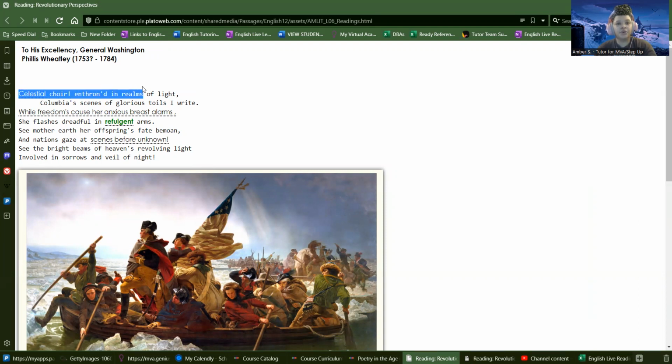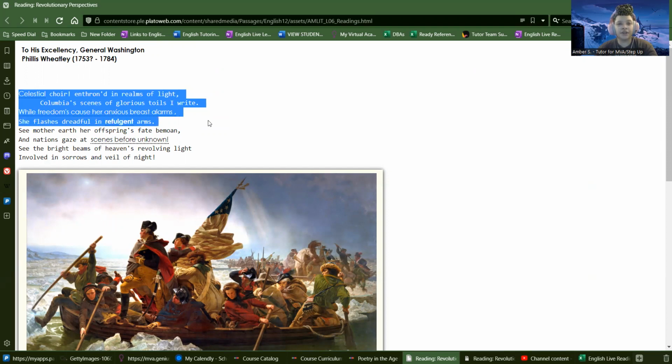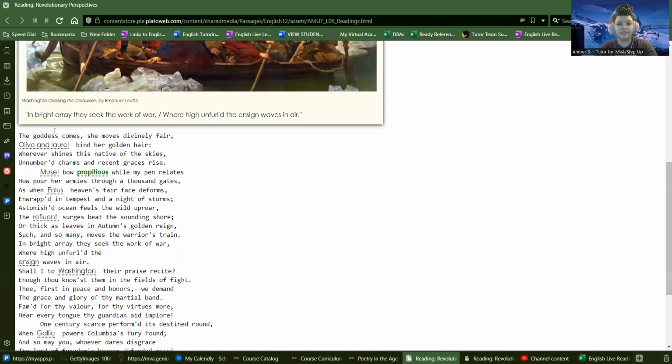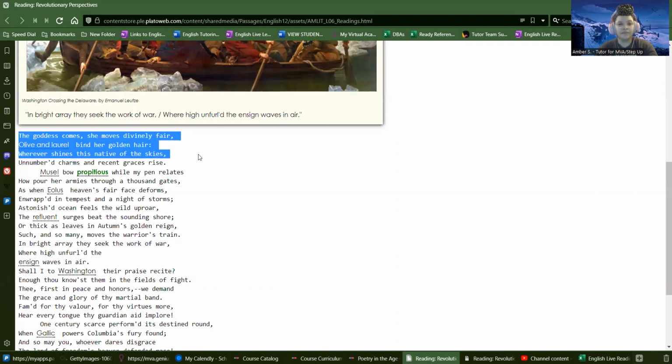Celestial choir enthroned in realms of light, Columbia scenes of glorious toils I write. While freedom's cause her anxious breast alarms, she flashes dreadful in refulgent arms. See Mother Earth her offspring's fate bemoan, in nations' gains at scenes before unknown. See the bright beams of heaven's revolving light, involved in sorrows and veil of night. The goddess comes, she moves divinely fair, olive and laurel bind her golden hair. Wherever she signs this native of the skies, unnumbered charms in recent graces rise.